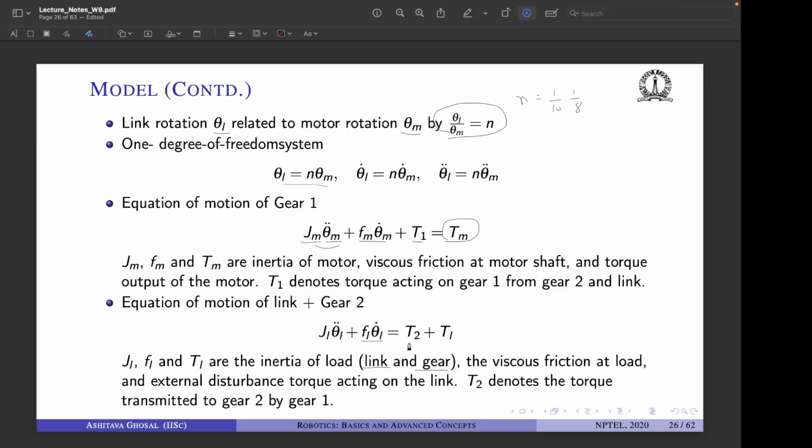And T2 is the torque transmitted to gear 2 by gear 1, and TL is any external disturbance that is acting on the link. Let's say if we are holding the link and pushing the link to one side or the other side, those moments will come in TL.